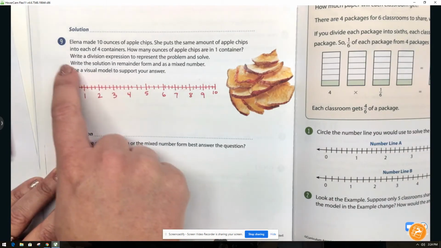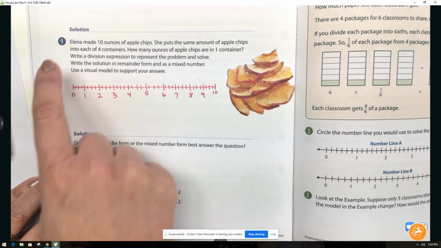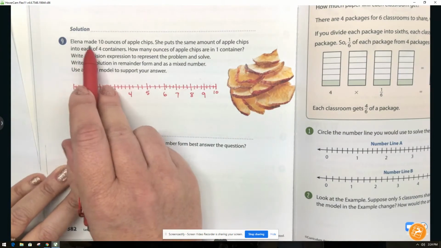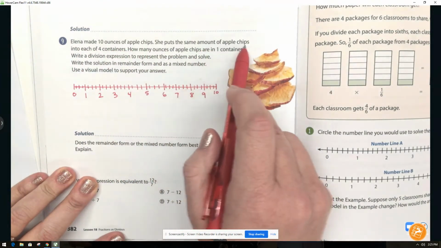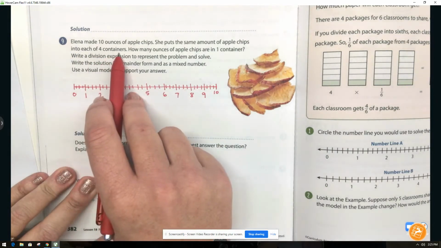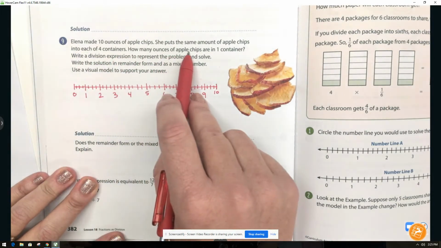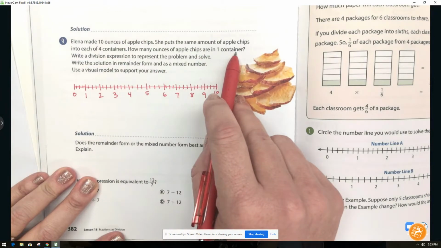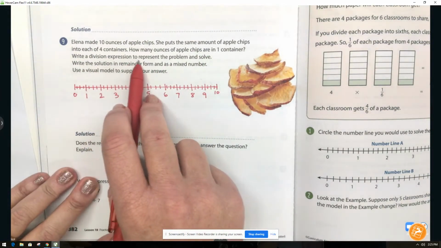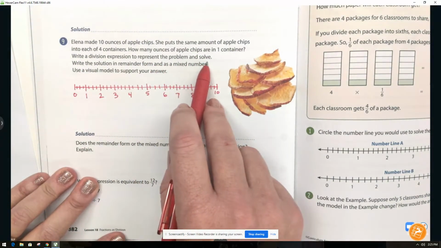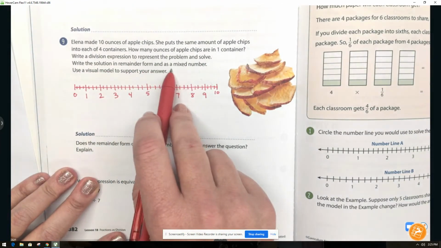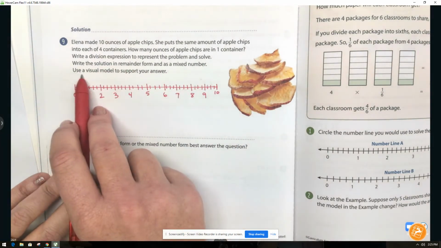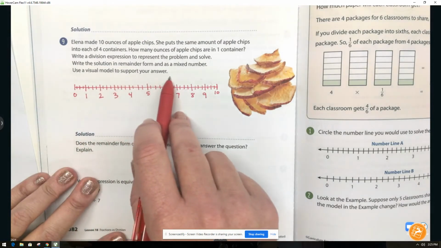Now we're going to look at number 9. Number 9 says this: Elena made 10 ounces of apple chips. She put the same amount of apple chips into each of 4 containers. How many ounces of apple chips are in one container? Write a division expression to represent the problem and solve. Write the solution in remainder form and as a mixed number. Use a visual model to support your answer.